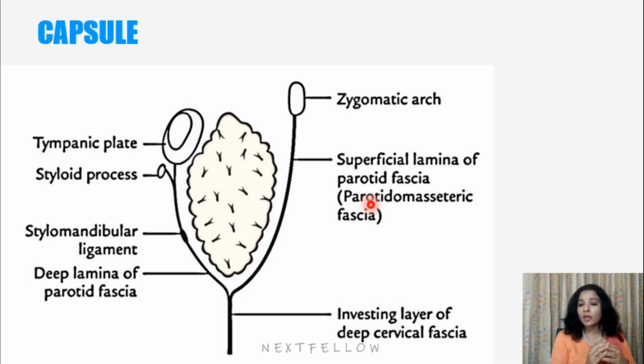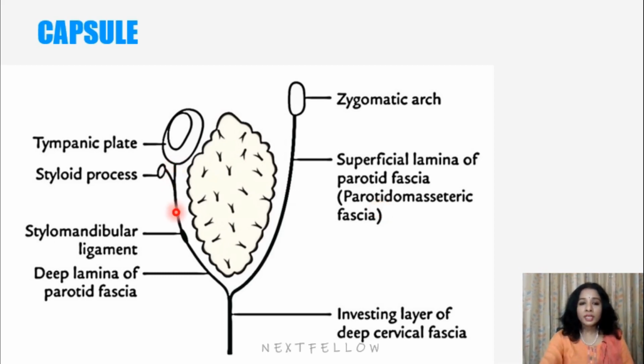It does not allow the parotid gland to swell. So if there is any abscess in the parotid gland or any collection of fluid in the parotid gland, it causes severe pain because of the parotido-masseteric fascia, because it is an unyielding fascia. It is a very tough and thick fascia.